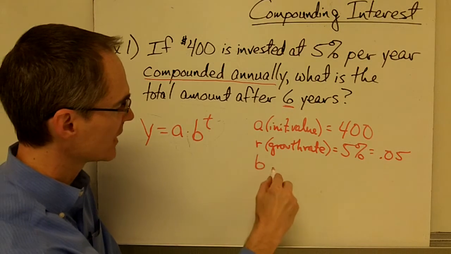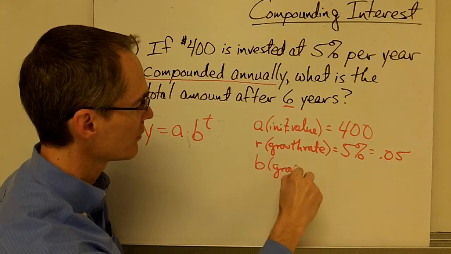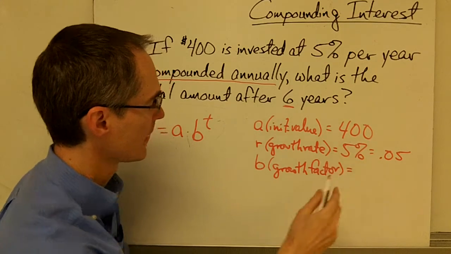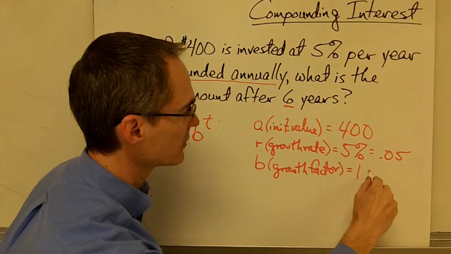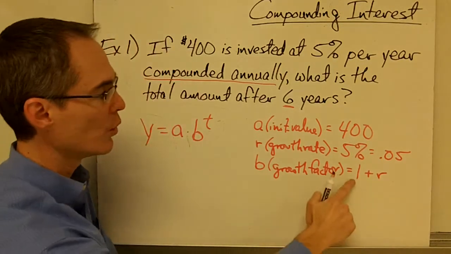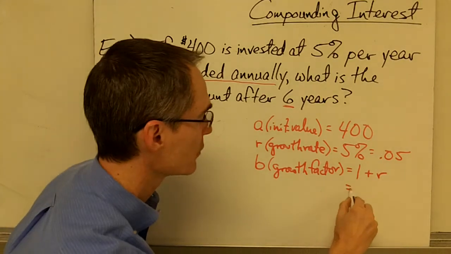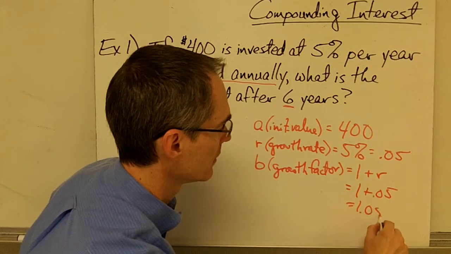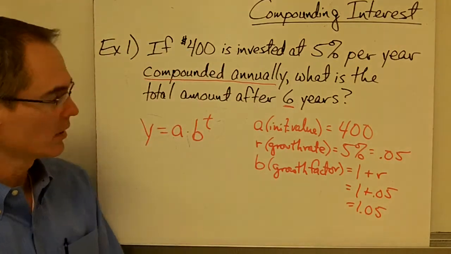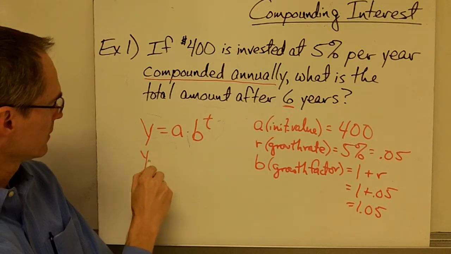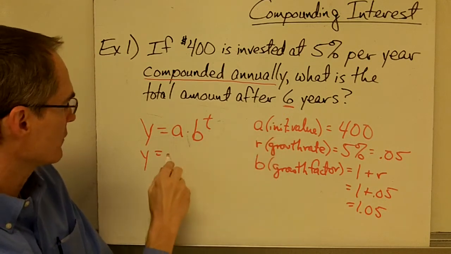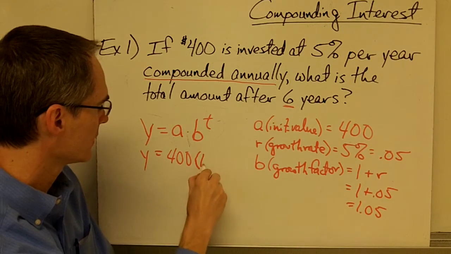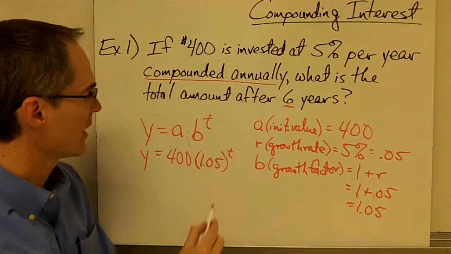Okay, now I've got r, my growth rate. And now I'm ready to calculate b, which is my growth factor. And my growth factor, I can calculate using this little equation here, 1 plus my growth rate. Well, I already know my growth rate, it's 0.05. So 1 plus 0.05. And now I have b, my growth factor. So now I have everything I need. I just plug in a and b here into my function. A is 400. B is 1.05, like this. 1.05 to the power of t.